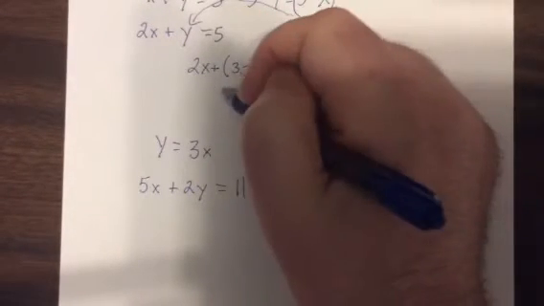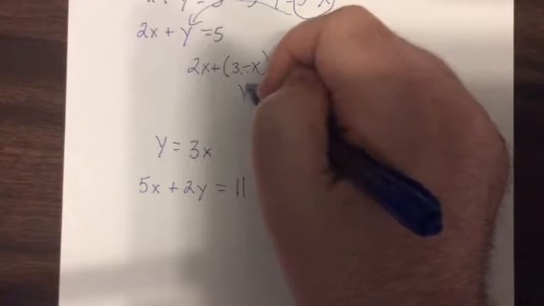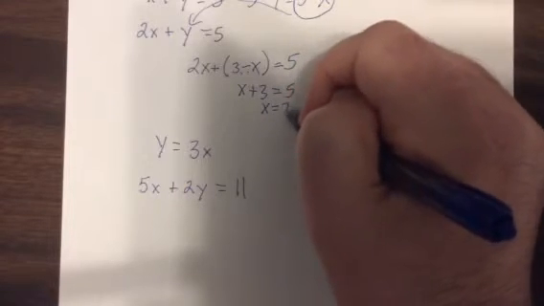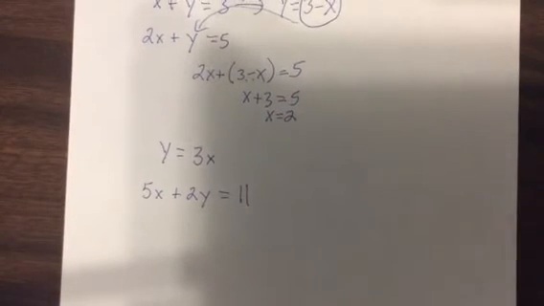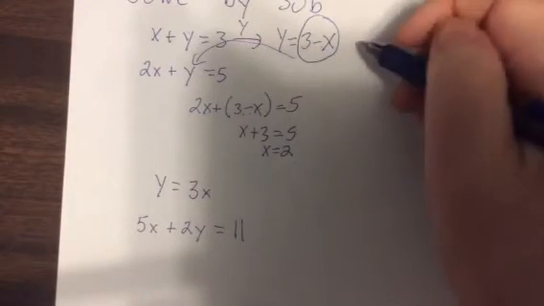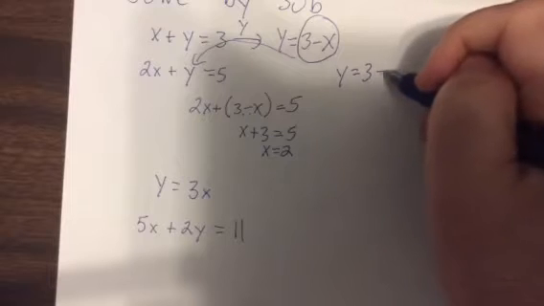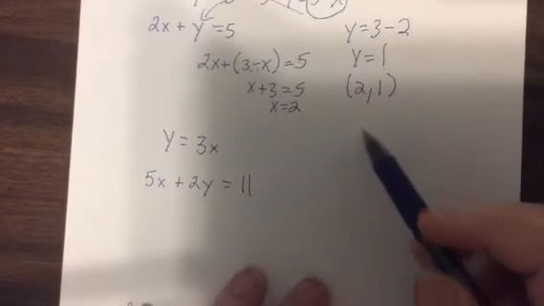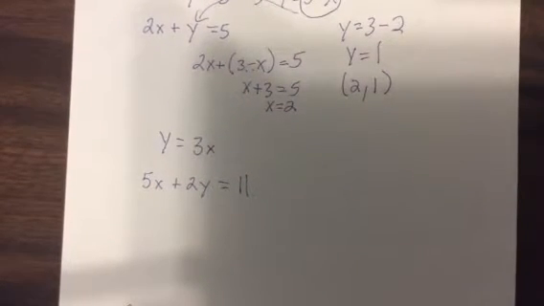So then I have 2x minus x is x. Subtract 3, x equals 2. But I'm not done. I need to solve for y. So I'm going to put it back in here, here, or here. It doesn't matter which one. So y equals 3 minus 2, which is 1. Look how fast that was. Now since we got a number answer, that means there is a solution.